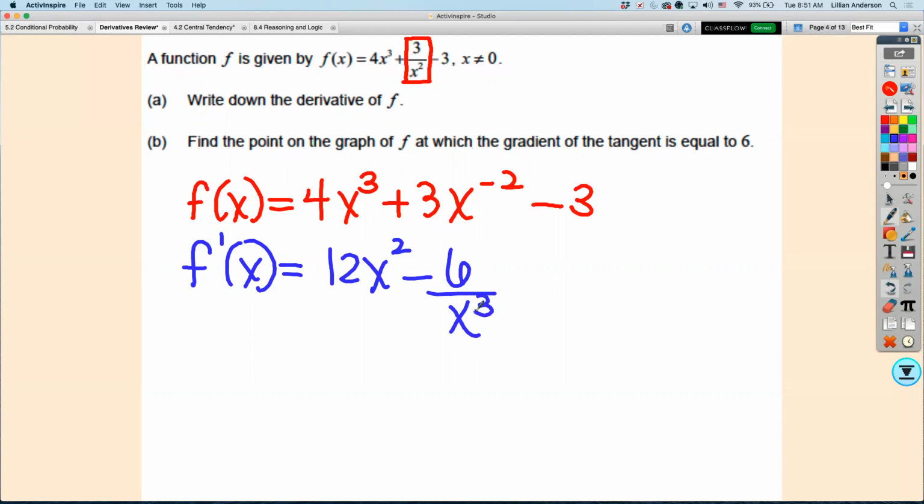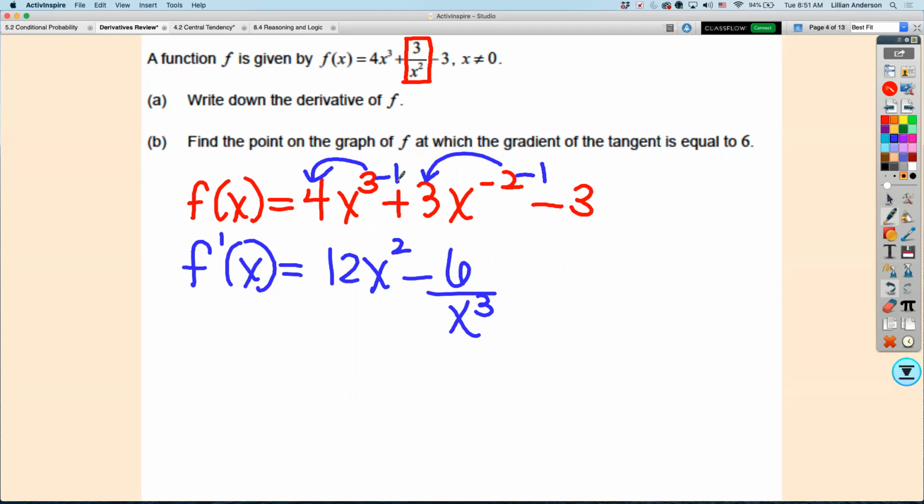Very good. Because when you bring this down, this becomes 3 times negative 2, which is a negative 6. You subtract 1, which gives you a negative 3, but then you have to make it positive, so you bring it down to the denominator. Of course, 3 times 4 is 12, subtract 1, and that's how you get 2. Very good. So that would be your derivative. You want to work with your positive exponents.